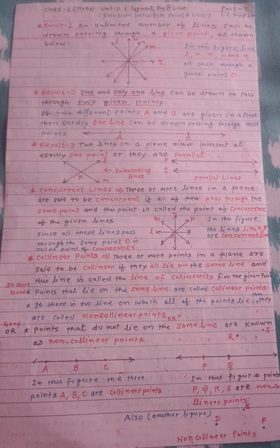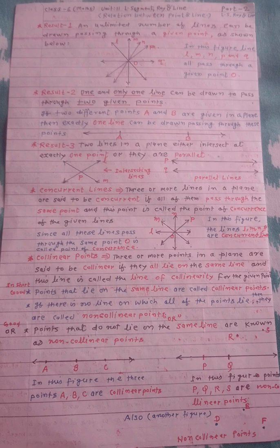Now next point, concurrent lines. Three or more lines in a plane are said to be concurrent if all of them pass through the same point, and this point is called the point of concurrence of the given lines. Now see in the figure, the lines L, M and OP pass through the point O. So the concurrent point of these lines is O, since all these lines pass through the same point O, called the point of concurrence.